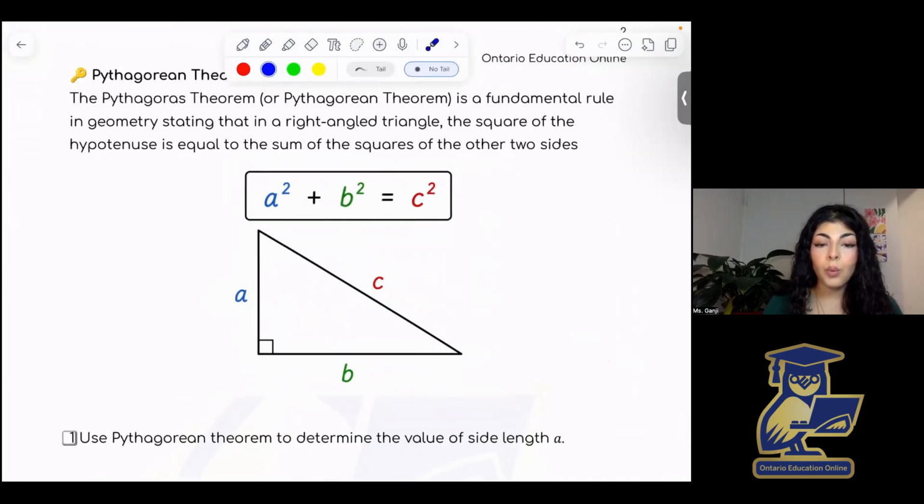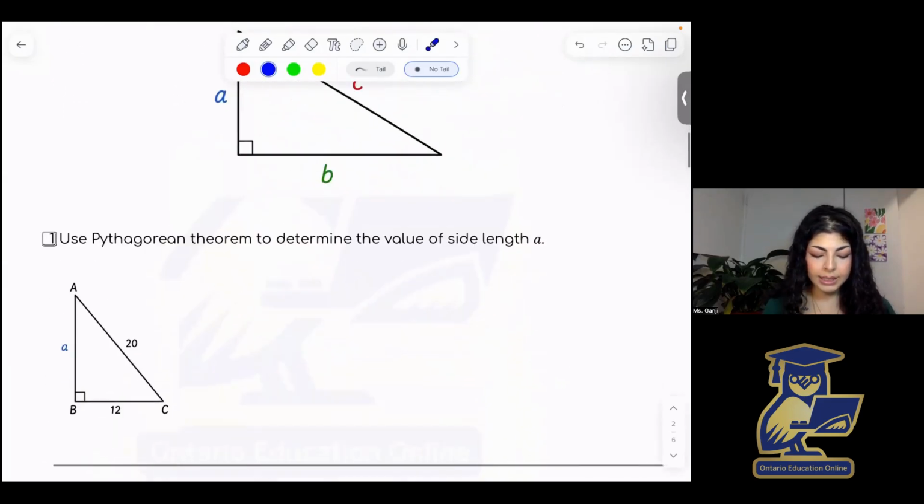Now, if you're curious why this is, I have included the proof of it. It has to do with the area of squares that can be formed based on these side lengths. And I have attached that for you on Google Classroom. So if you're curious, definitely check that out. But it is not a requirement for you to know the proof. As long as you just know how to use this theorem when it comes to right angle triangles, that's enough for this course. So let's get some practice.